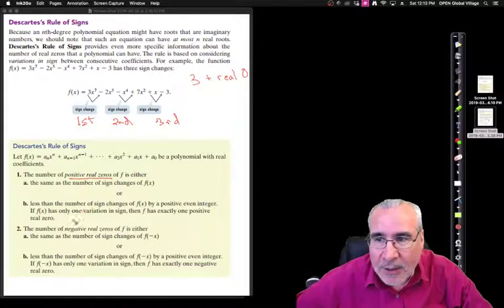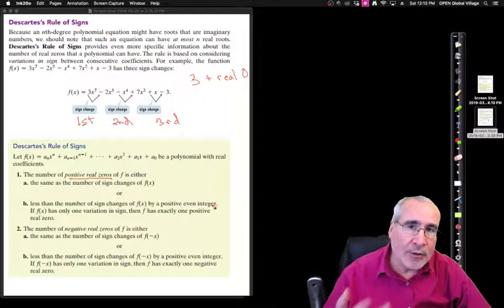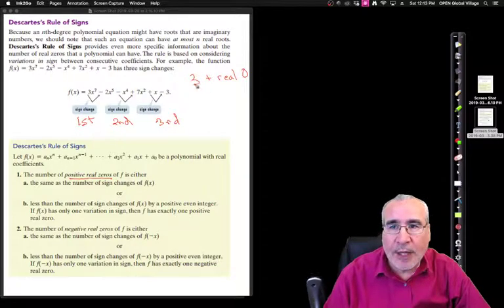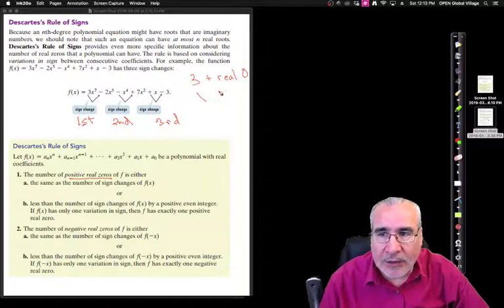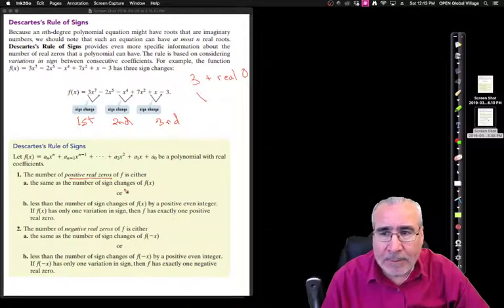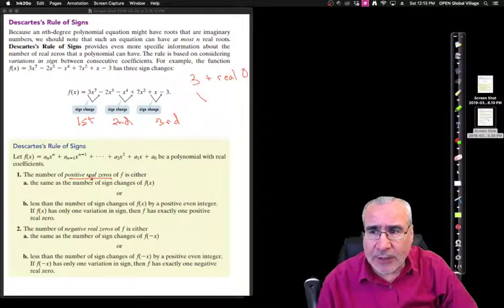or we could have less than that by a positive even integer. Even integers are 2, 4, 6, 8. So we could also have 2 less than this, which would be 1. We couldn't have another 2 less because that would give us -1 real zeros, and that doesn't make any sense. So we could have either 3 or 1. Okay, so that's what the first test tells us.